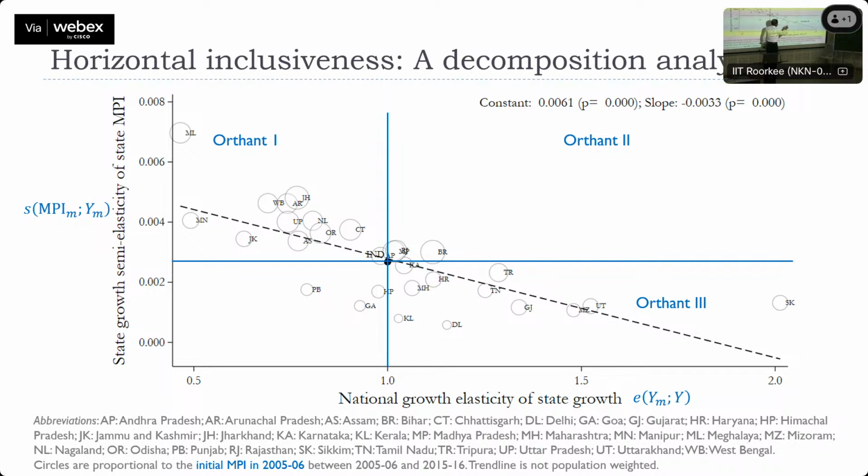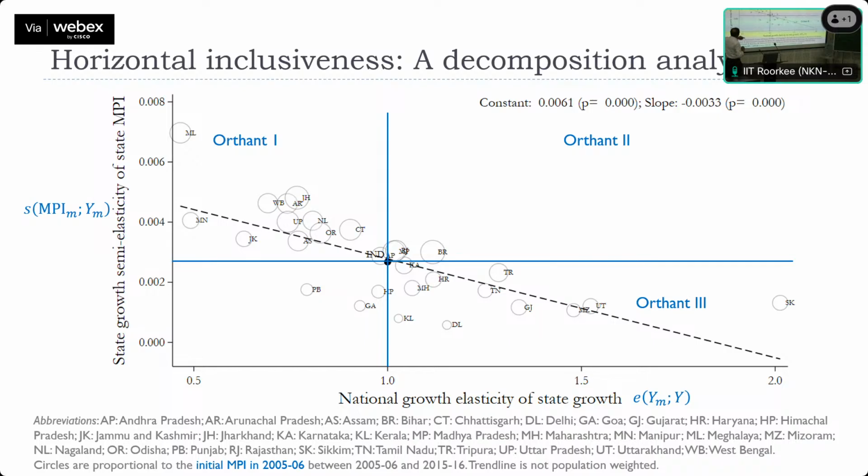Agreed? Let's now read the number over here. This height is much lower compared to other states, right? What does that mean? The state growth is not helping in reducing state MPI. So although the state growth of Gujarat has been much faster than national growth, in terms of MPI reduction, in absolute terms, it has not been as fast. It's much lower. That's why you have it in orthant 3.